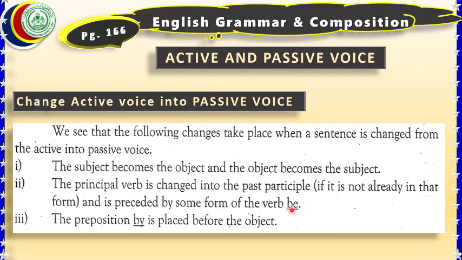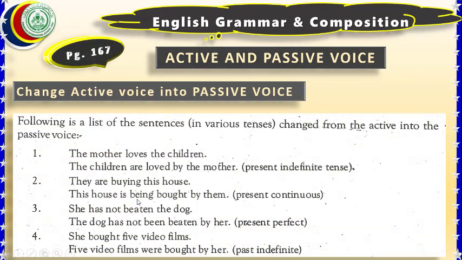We shall try to understand it more in our exercise. The preposition by is added. I shall repeat it. Number 1, subject and object will change their position. Number 2, verb will change into past. Number 3, by will be added. Let us move. Following is a list of sentences changed from the active into the passive voice.